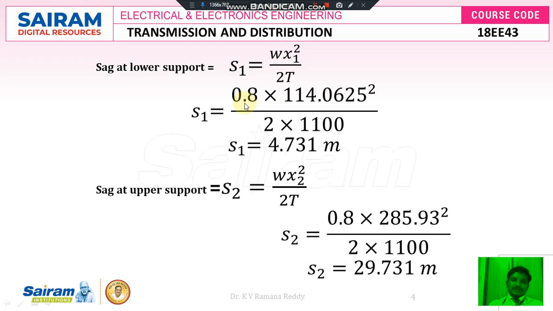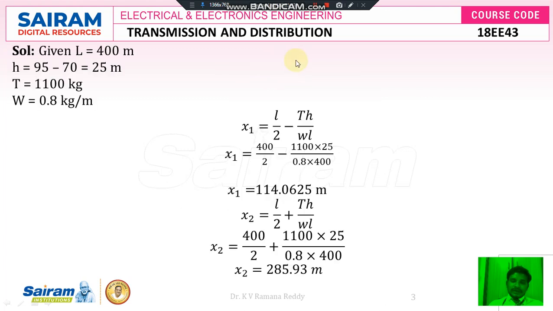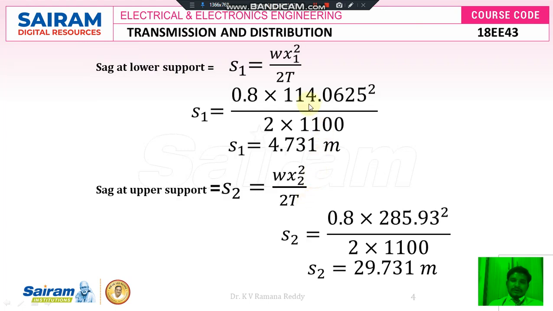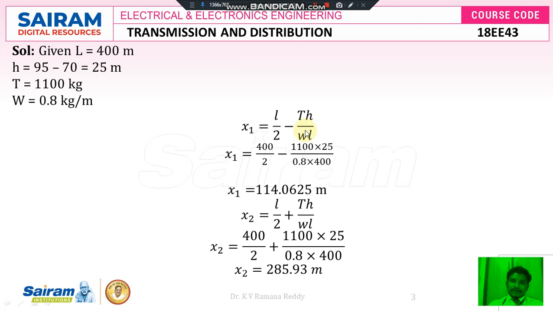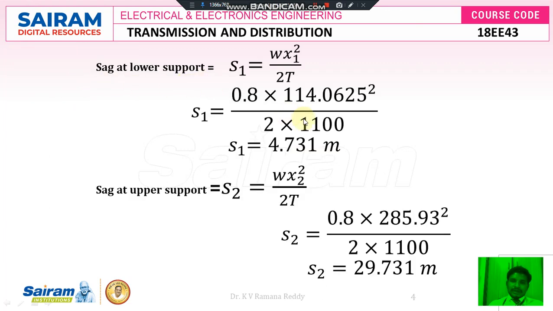Here W means 0.8, multiplied by x1. We just calculated the distance x1, that is 100.0625, whole square, divided by 2 into tension. The tension T they gave is 1100 kg. So I substitute 1100, and finally we get S1 equal to 4.731 meters with respect to tower A, that is the lower support.